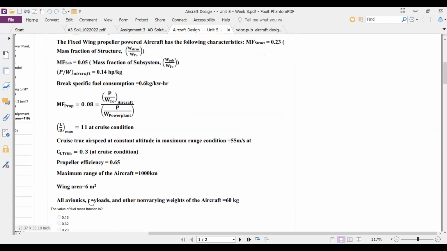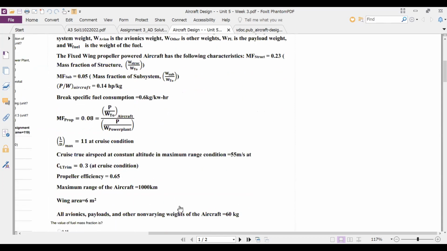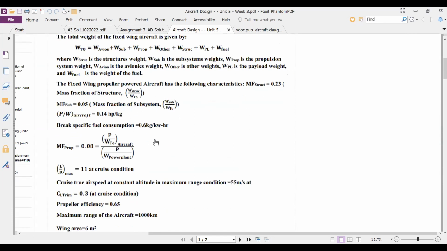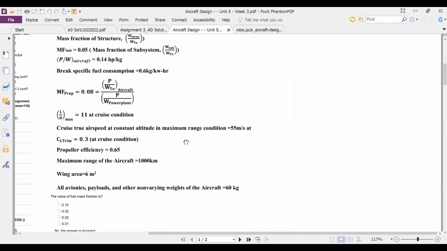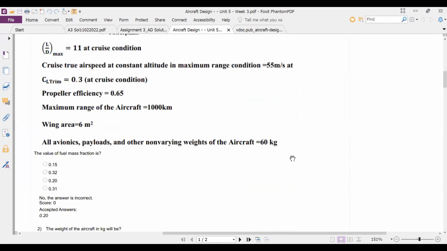All avionics, payloads, and other non-varying weights of the aircraft are 60 kg. So what we know is weights that are not varying. And so what is varying? What is the varying weight of the aircraft? What component has a varying weight? Fuel. Good. Fuel is the varying component. So we know the non-varying components. We want to estimate the varying component of this aircraft. We are given quite a lot of information about this aircraft. Now, the first quantity we need to estimate is the value of fuel mass fraction.